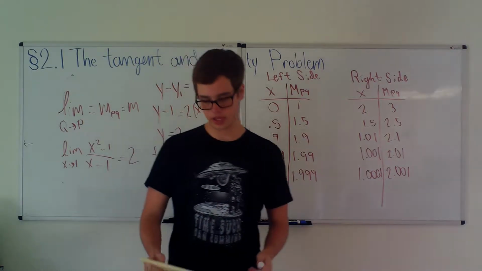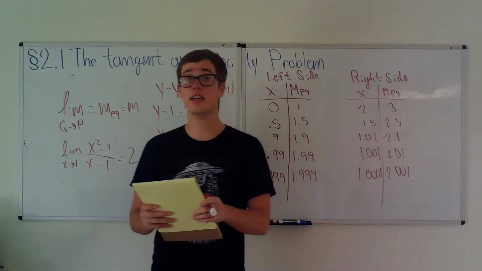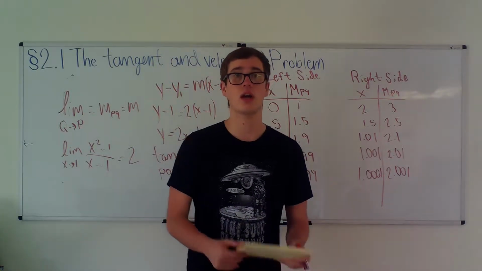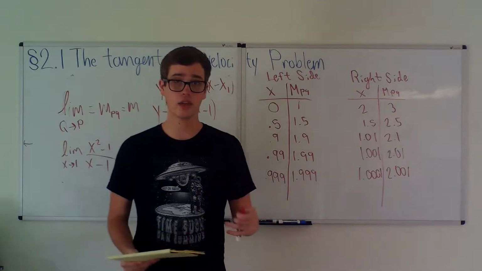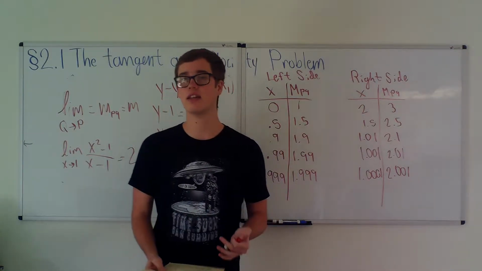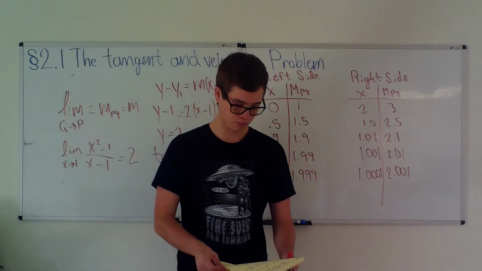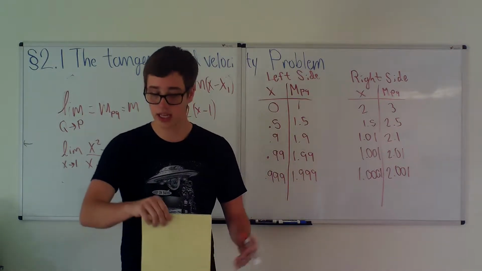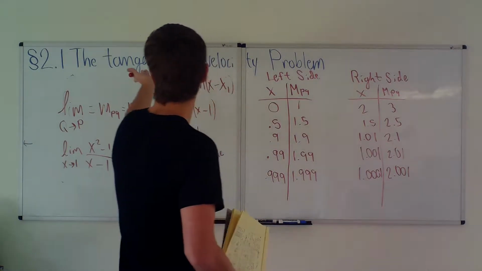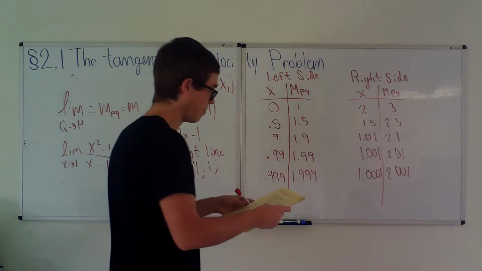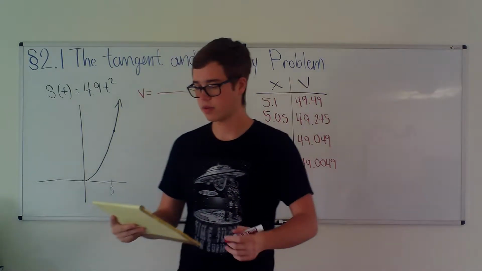To understand applications of tangent lines, you must first understand that the slope is the average rate of change of a function. But when you have a tangent line, that is the instantaneous rate of change of the function at the point. So an easy application for this is velocity. So this is where the tangent and velocity problem comes in. For our first application, we're going to be dealing with velocity.